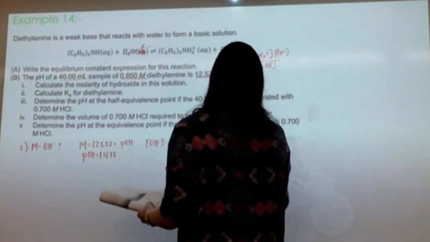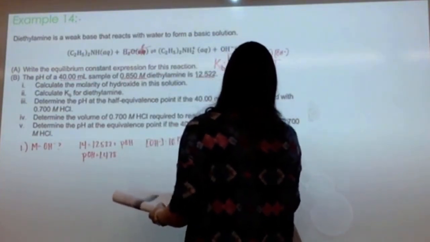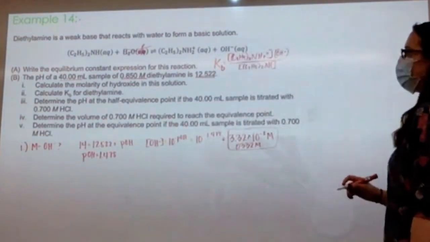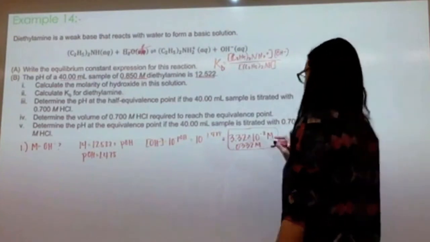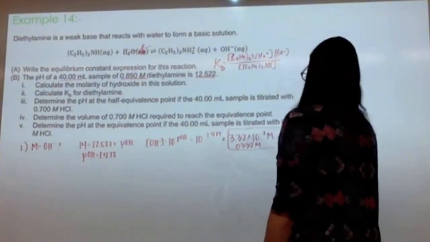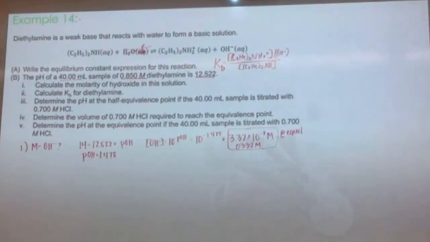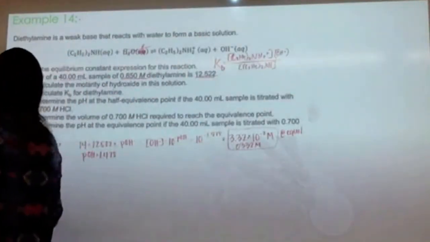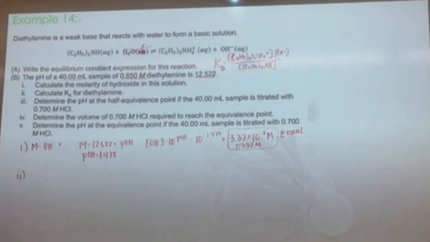Or 0.0332 molar. Now that's OH minus. And more specifically, that's OH minus at equilibrium. The reason that's important is because for part 2, calculate Kb for diethylamine.